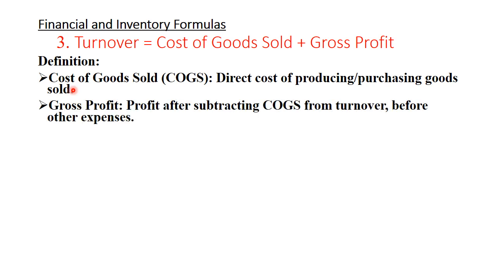Then the gross profit, this is profit after subtracting cost of goods sold from turnover before other expenses. So what this simply means is, you get the money, then from that money, after you make a sale, you subtract the cost of goods sold. So the phone you sold at 30 kwacha, you remove the 10 kwacha, you remain with the 20 kwacha. So that 20 kwacha is your gross profit.